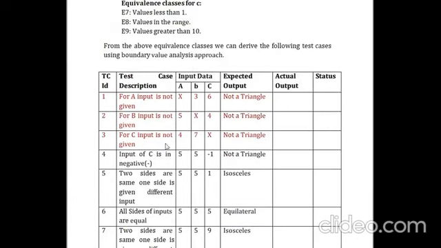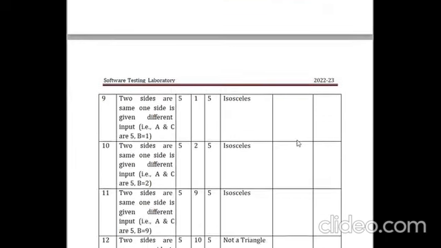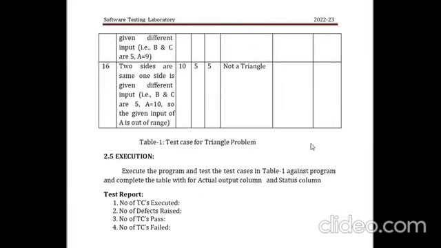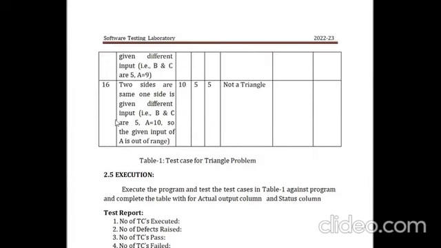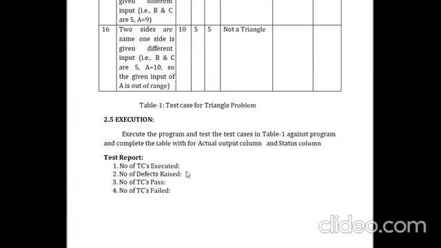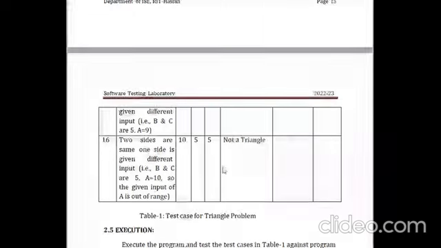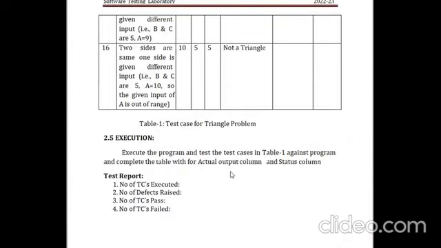After executing the program we can write the actual output, what we get after execution. Comparing the expected output and the actual output after execution, we can fill in the status; definitely the test cases will pass for all the test cases. After that we write the test report: the number of test cases executed, totally 16 cases, the number of defects raised if any, and the number of test cases passed, which is definitely all 16 here. If any cases fail, we can enter the number of test cases failed here.